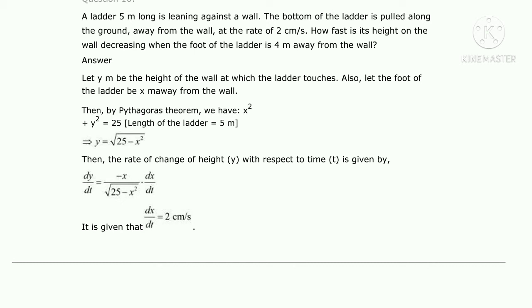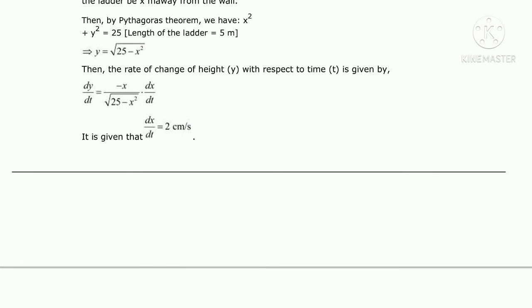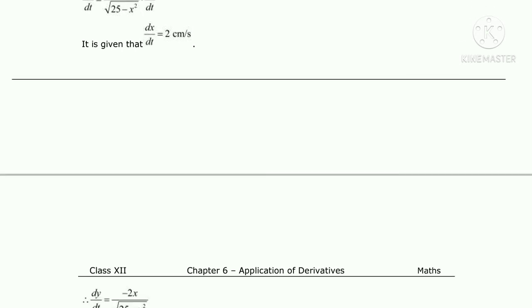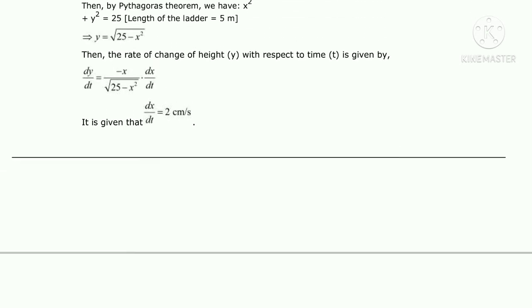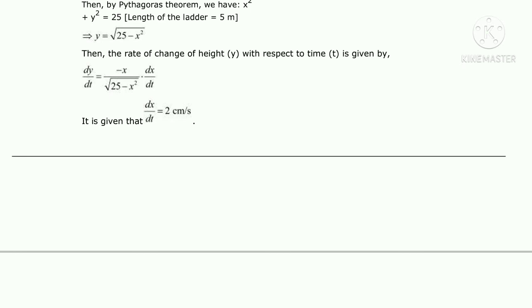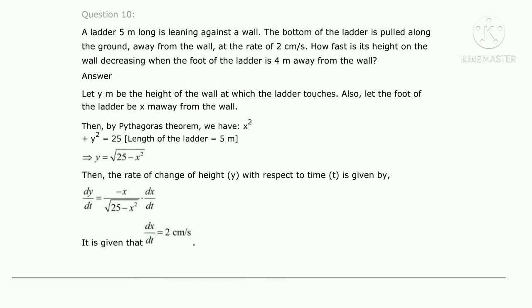So here we write dx/dt equal to 2 centimeter per sec, and it is given, so that's why we write here. And finally, in place of dx/dt we have to write 2, and at the same time the foot of the ladder is 4 meter away from the wall. Here the condition is given.